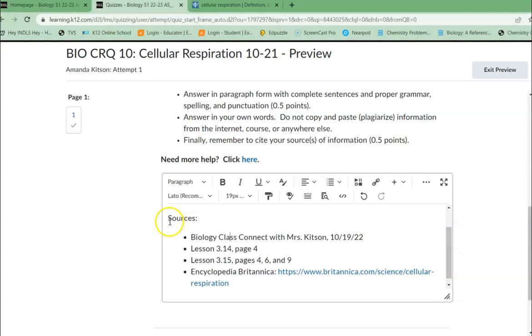But you see how nice and neat that looks? You could even make that bold so it stands out. And then you have a list right here of your sources. That's all you have to do.